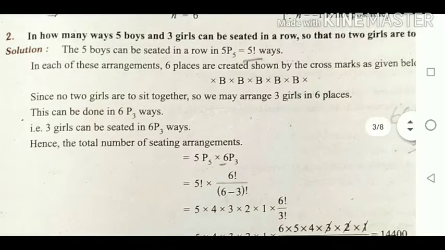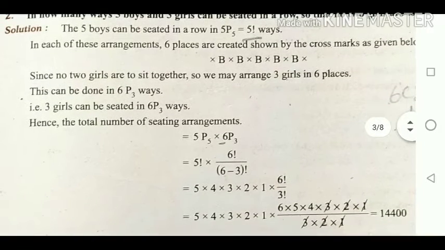Here the number of girls is 3. Since no 2 girls sit together, we arrange 3 girls in 6 places. This can be done in 6P3 ways, because there are 6 places but only 3 girls; from these 6 places we are choosing 3. Therefore, 3 girls can be seated in 6P3 ways. Hence the total number of seating arrangements equals 5P5 into 6P3.